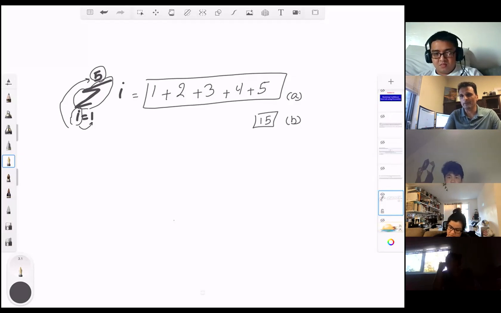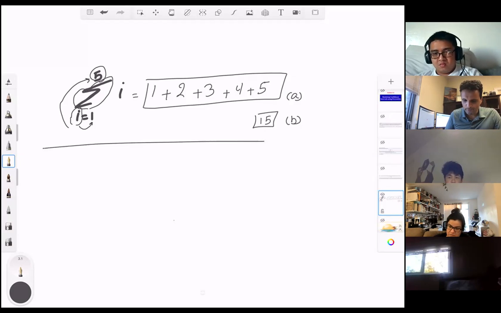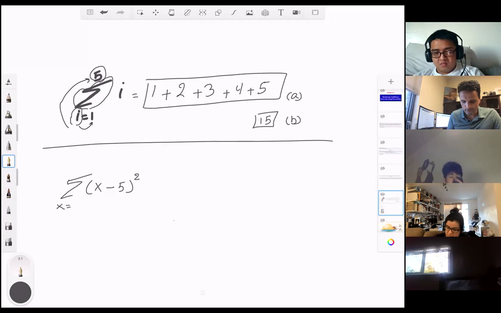Adriana, that's a basic one. The more complex example will be sigma of (x minus 5) squared. x starts from 2, ends at 4.